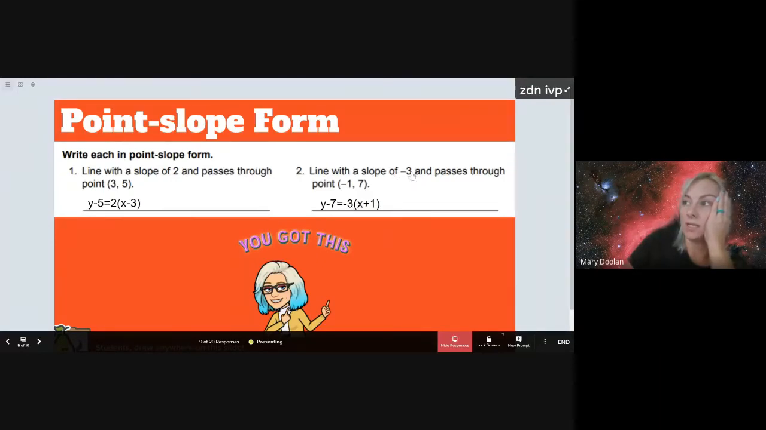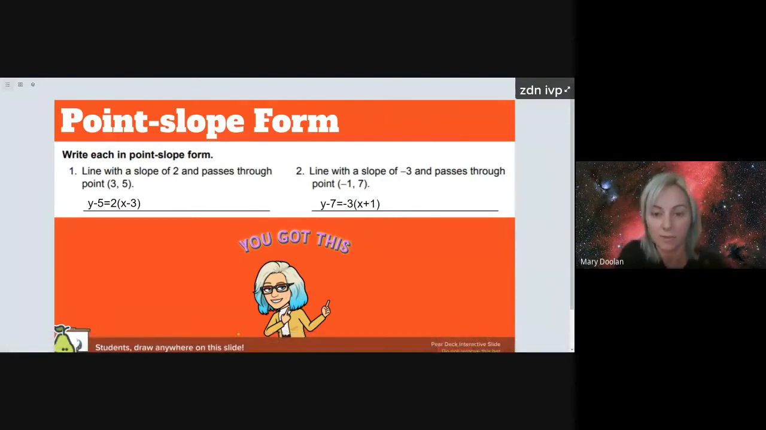Okay, that's what they tell us it is, times the quantity of x minus the x value. So when you have x minus -1, that's why this becomes x plus 1. So don't forget, when you subtract a negative, it turns into adding the opposite. So it does change a little bit on that one.